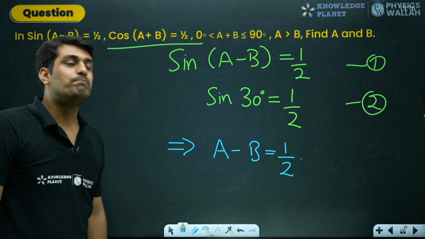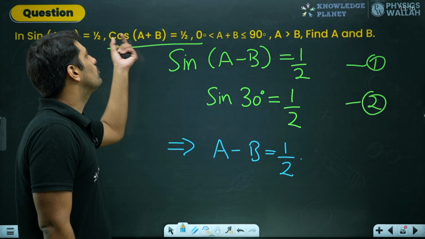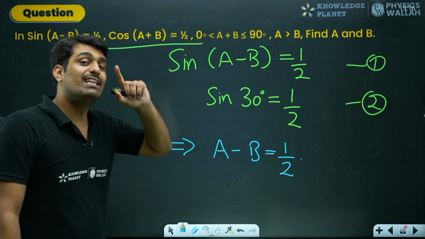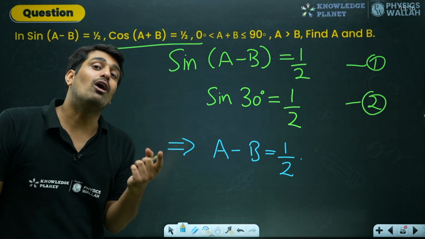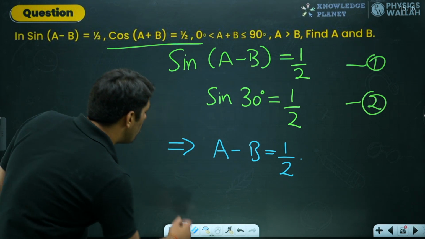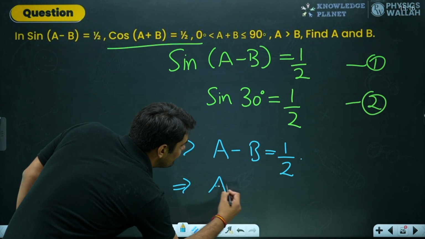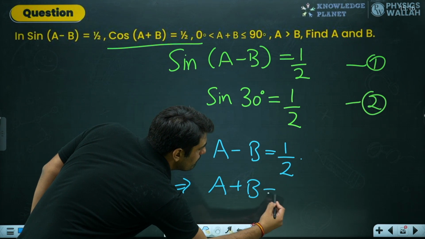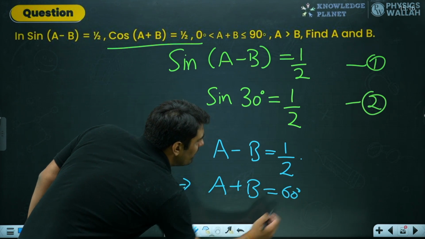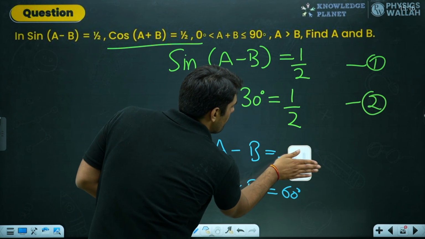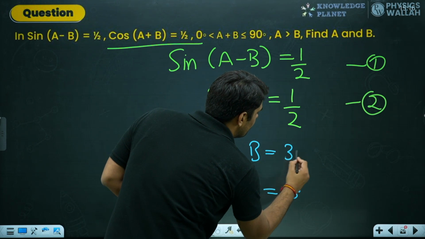As simple as that. And similarly, for this relation, cos of a plus b is 1 by 2. We will think about cos for which value? Cos 60 degrees is 1 by 2. So a plus b is equal to 60 degrees. Not 1 by 2. Sorry, it should be 60 degrees.